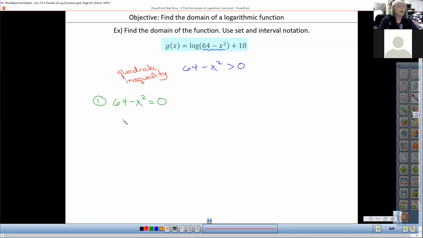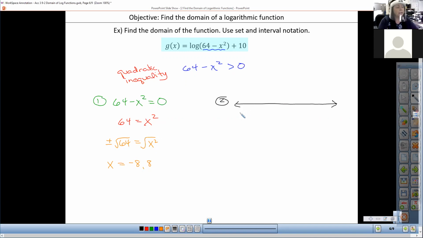So here I can add x squared to both sides and then take my square root. Remember, with the square root property, you're going to have to include that plus minus. So this is going to give me two x values, negative 8 and 8. These x values are what define and create our intervals on our number line.